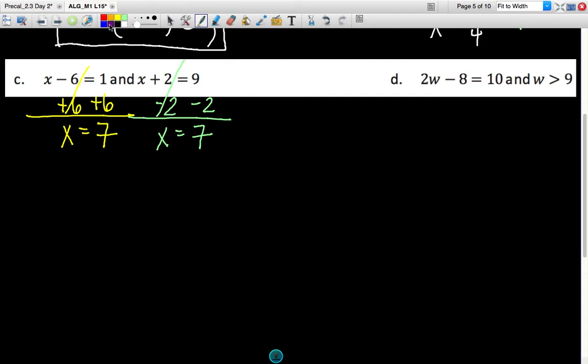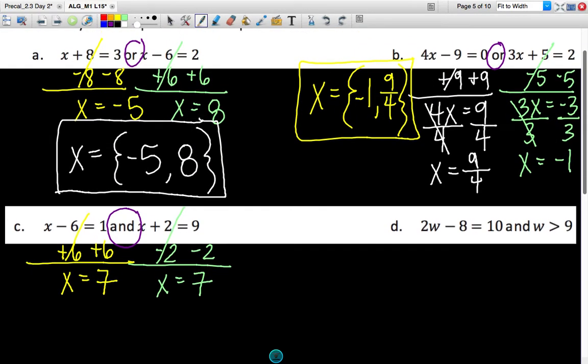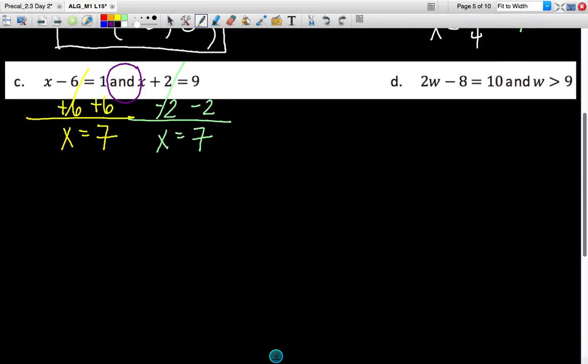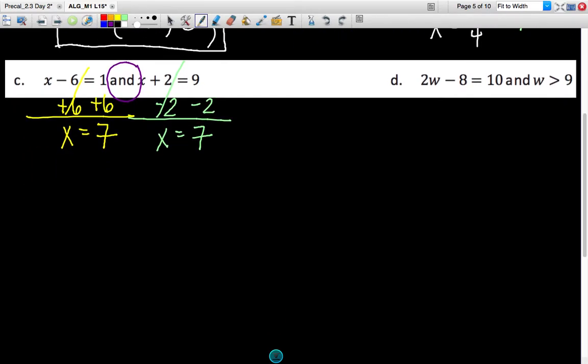The key word here this time is "and." On "or" statements, we were allowed to have two solutions. With "and," we can only have one solution. And in this case, our solutions match, which means that actually is our solution. x equals 7.